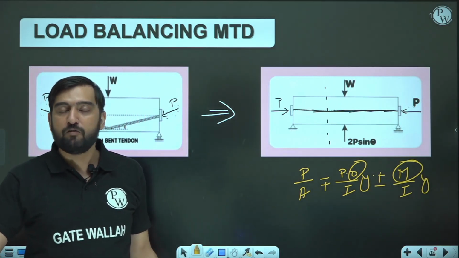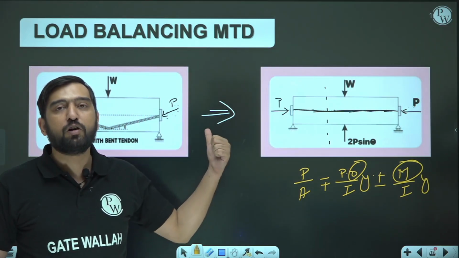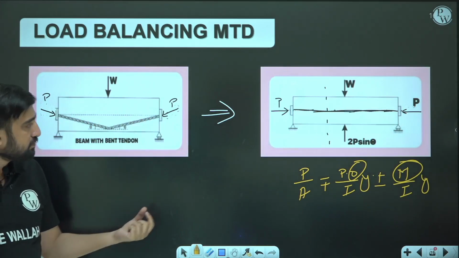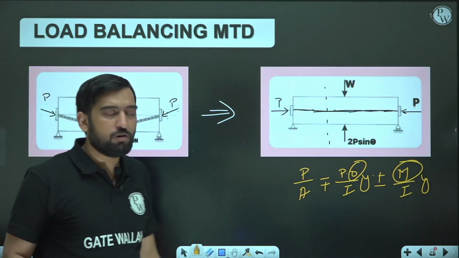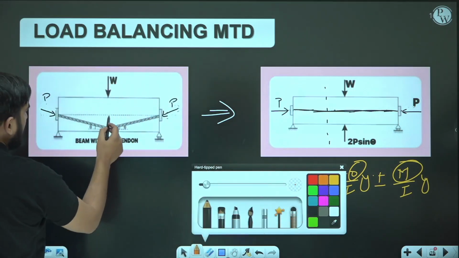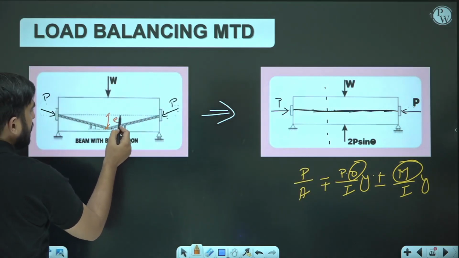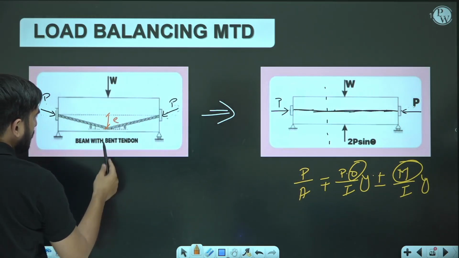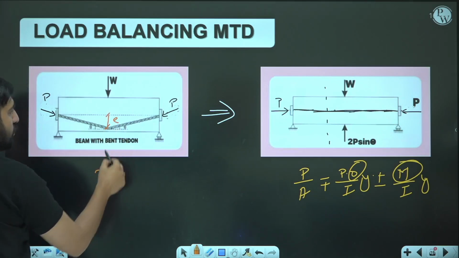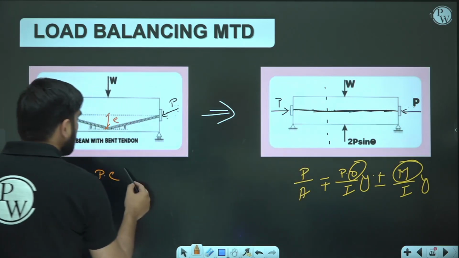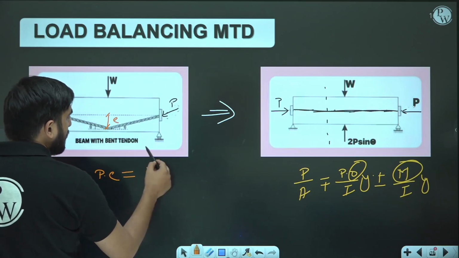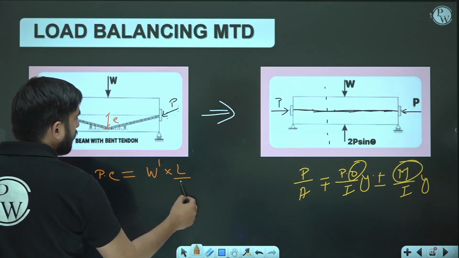Another thing: once again I am reminding you that it can also be solved with the stress concept. All you need is to know the exact eccentricity. This 2P sin theta you can also achieve like this. For example, what is the bending moment here? Suppose this is an eccentricity E. Bending moment here would be P into E. If the same bending moment is to be replaced with an upward point load, suppose W dash, then W dash into L by 4, WL by 4.